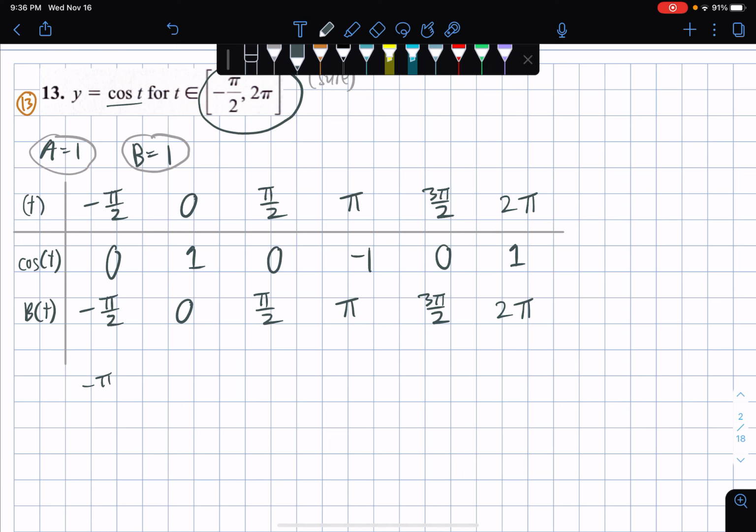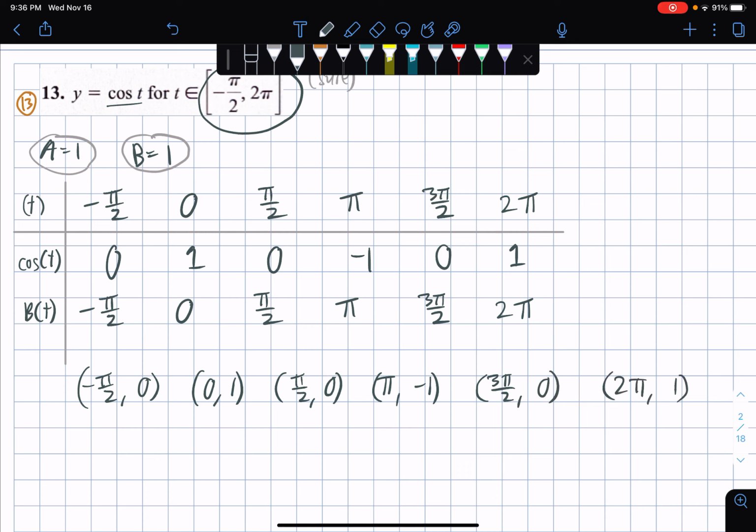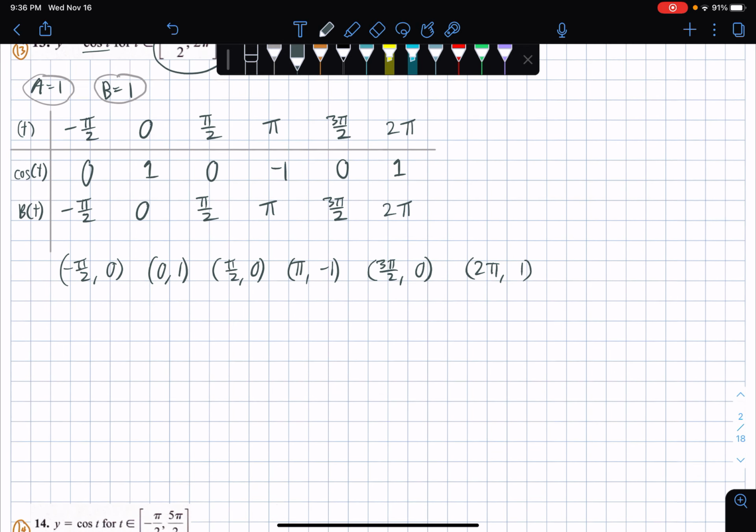So negative pi over 2 and 0, 0 and 1, pi over 2 and 0, pi and negative 1, 3 pi over 2 and 0, 2 pi and 1. Those are the points in our graph. Now let's make the graph.